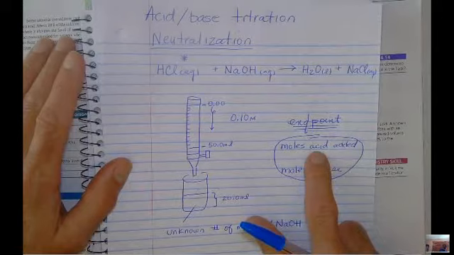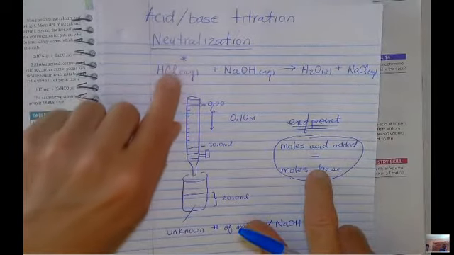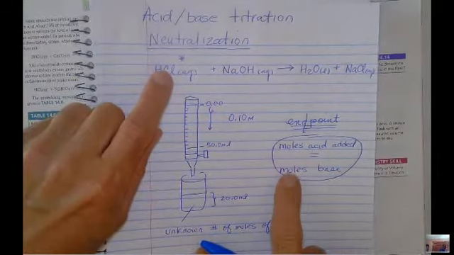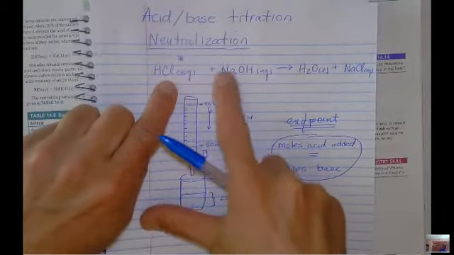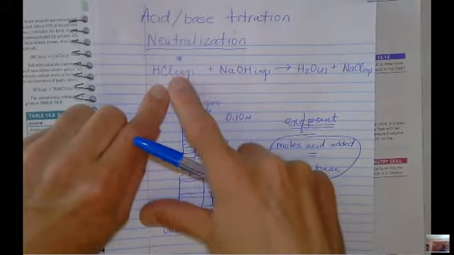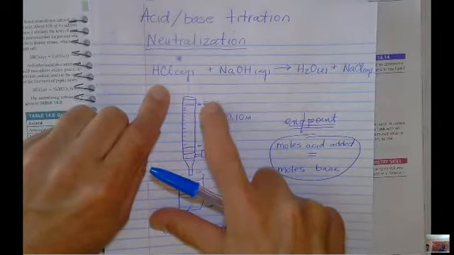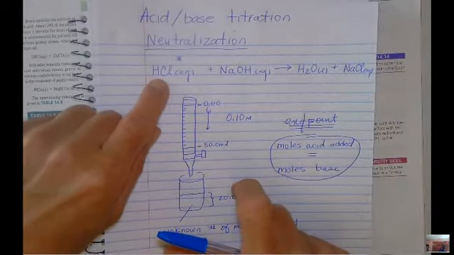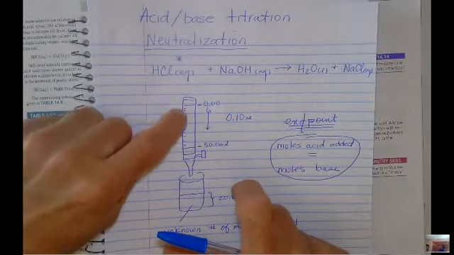At the end point, I get to this special place where I used up all of this and all of this. If I add them in equal amounts, they're going to totally react with each other, and the limiting reagent will be both of them. They're both going to go down to zero. That's why we add it slowly. I can't just dump some HCl in because I don't know how much to put in. So I have to put it in slowly.